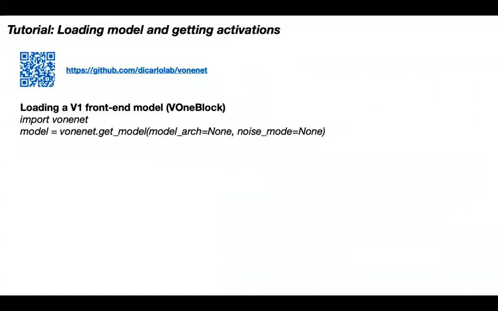So, okay, how to use the model. Assuming that you have installed the VOneNet, you open a script or a notebook, just import the package, and then you just use the get_model function. In this case, when you pass model arch none, it returns just the V1 block.